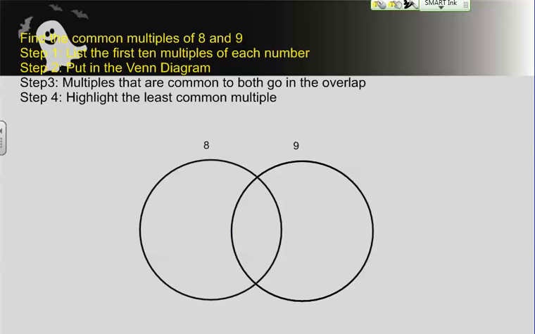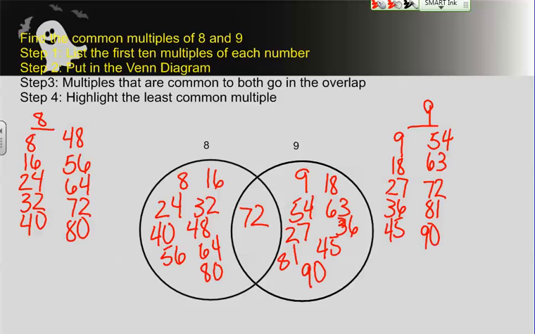So now it's your turn to find the least common multiple. Go ahead and hit pause, solve it, and then we'll come back and see how you did. Okay, if you did yours right, this is what your paper should look like. And the least common multiple, there's only one of them, and that's 72. So the answer to this, the least common multiple, the smallest number that 8 and 9 both go into, is 72.